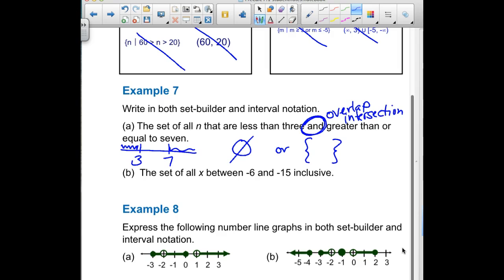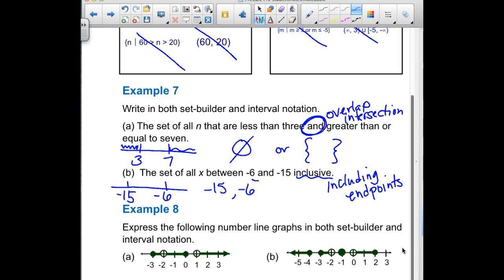Part B, the set of all x's between -6 and -15 inclusive. Inclusive means including those numbers. Okay, now if you think about a number line, -15 is over here, -6 is over there. So if we're putting this with smallest number on the left, we would say from -15 to -6. Inclusive would be squared off brackets.